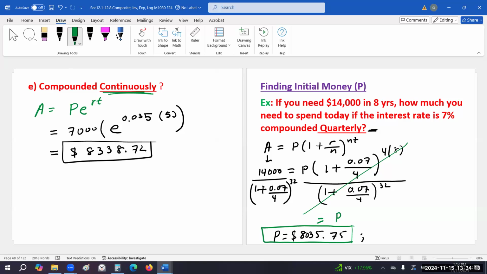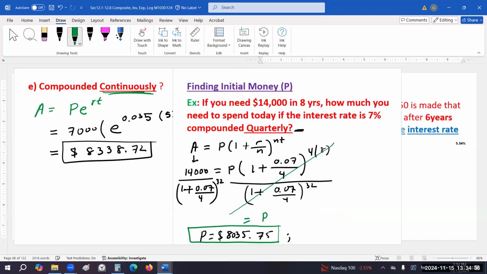So how much are we going to gain yearly? 8,000 after 8 years becomes 14,000. So in 1 year, how much do we gain? Double is too much. It's 1,000 something, right? Even less than 1,000. Wow.